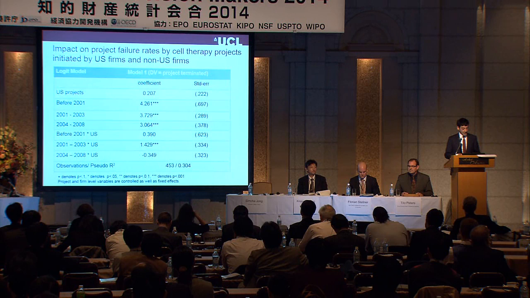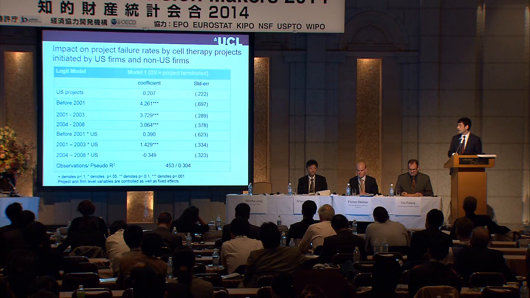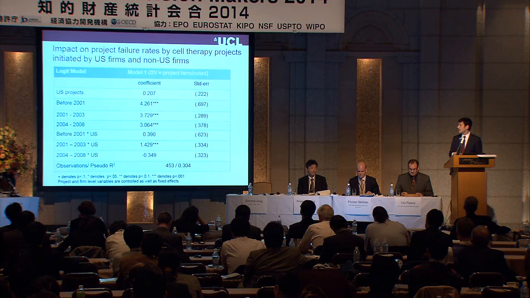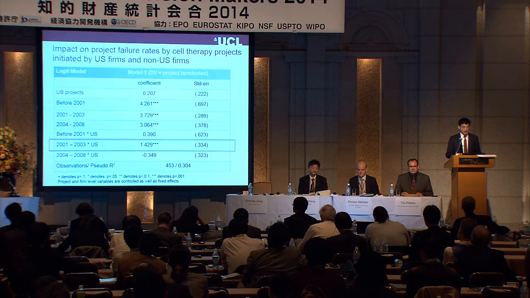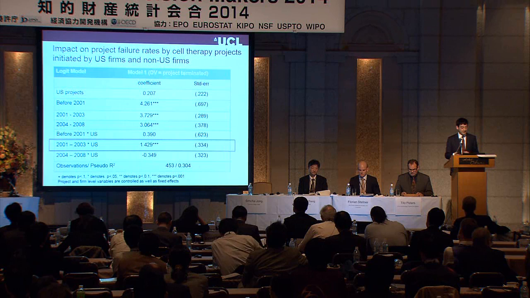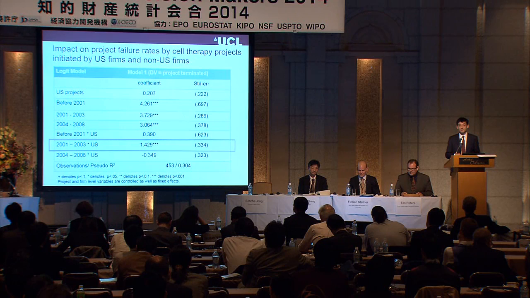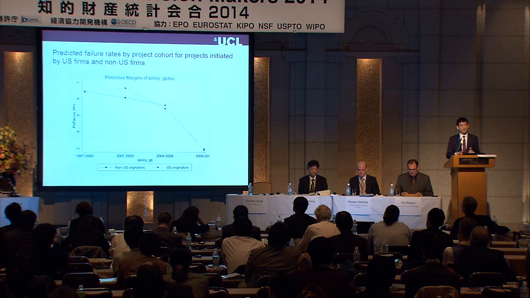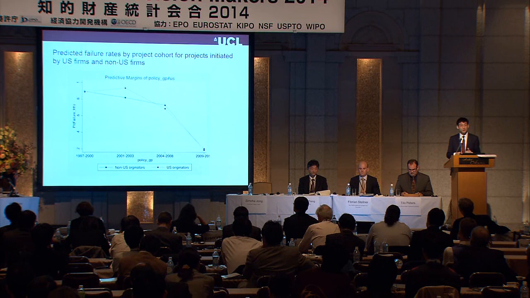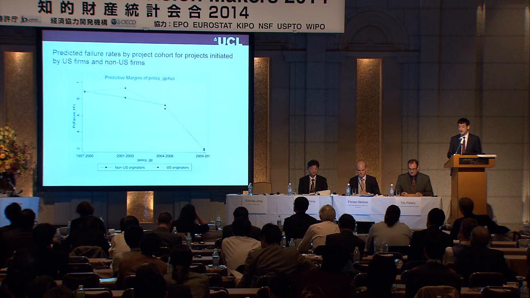And again here, looking at the entire sample, using different periods and the location of the companies that launched the IP commercialization projects, we find that if we use the period immediately after the enactment of the funding moratorium and the US location of companies, we see that for US-based companies during this period, project failure rates were higher. And we try to visualize this in the following graph. We see that over the entire period the predicted failure rates were roughly similar, except for the brief period following the enactment of the funding moratorium in the US on specific types of human embryonic stem cell research.